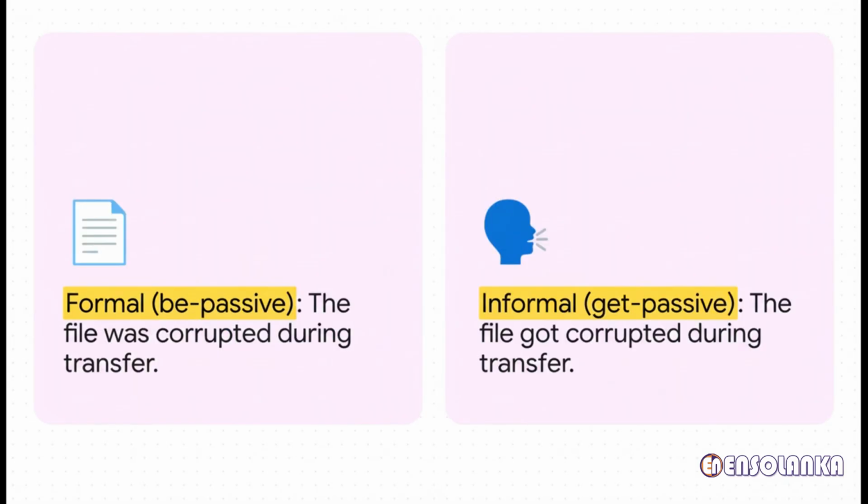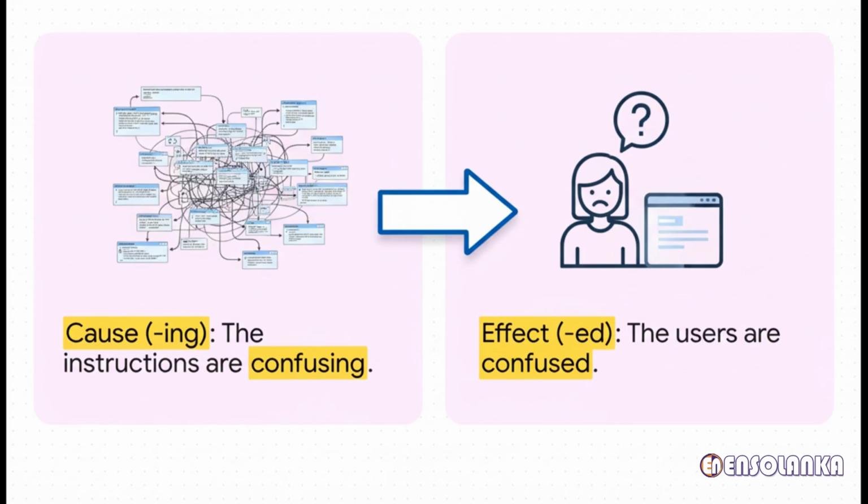I'm sure you've heard this one before, the get passive, like the file got corrupted. It's super common in spoken English, and it's totally fine when you're chatting with coworkers. But in any official report or user documentation, you're going to want to stick with the more formal be passive. The file was corrupted.